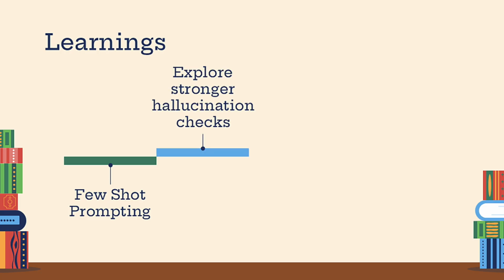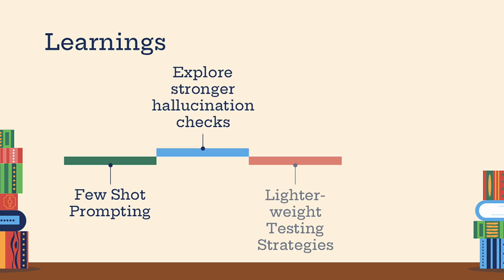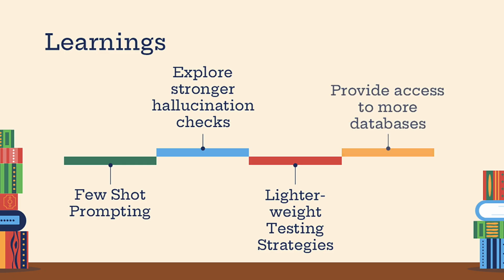We'd like to explore stronger hallucination checks in the writing, also lighter weight testing strategies, since a lot of our testing relies on external APIs, and finally, to provide access to more databases outside of just arXiv.